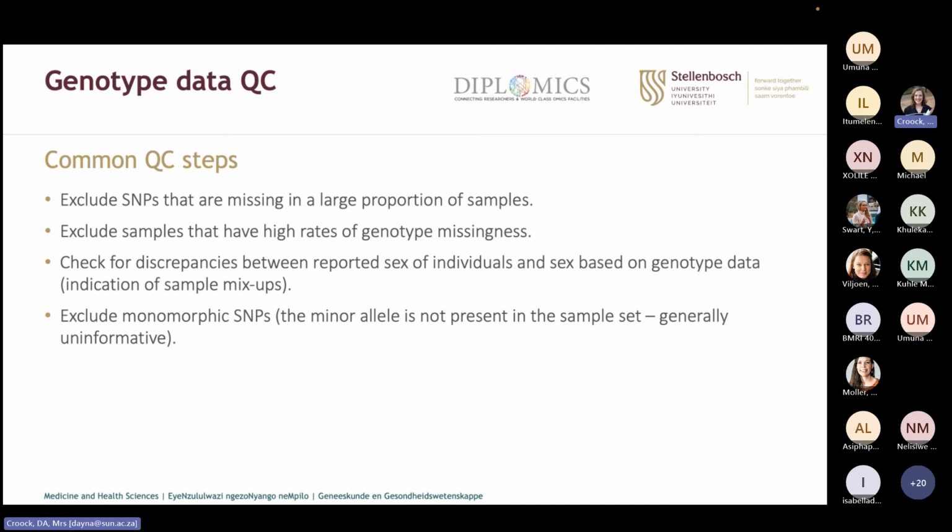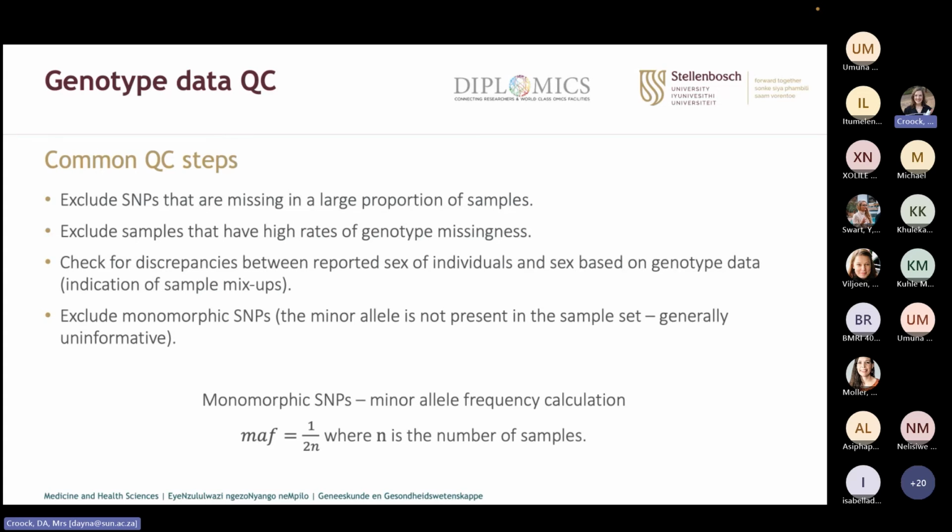And then you also want to exclude monomorphic SNPs. These are basically where the minor allele, do you guys know the difference between the major allele and the minor allele? Okay, I see lots of nodding, so that's good. When the minor allele is not present in the sample set, that means everyone has the major allele, right? Everyone has the reference. So it's generally not informative for our analyses, because normally the allele we're looking for is the alternate allele. This is an important calculation to take down before our demonstration: we need to calculate the minor allele frequency of these SNPs.